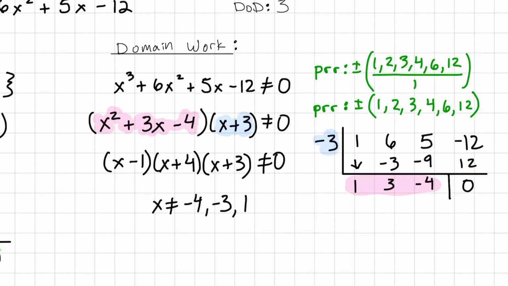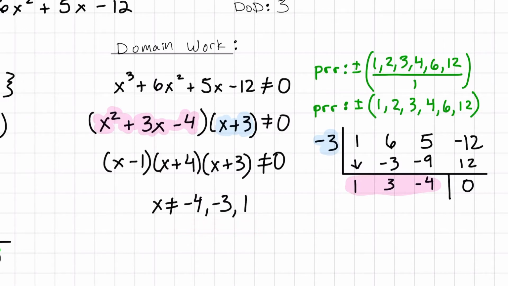So that means I could factor out an x plus 3, because this is the root. The factor is x plus 3. Notice the sign difference. So I factor out the x plus 3, and I'm left with 1, x squared plus 3x minus 4. And then we can factor this. What multiplies to be negative 4 and adds to be a positive 3? Well, that's a positive 4 and a negative 1. And so my domain restrictions are that x is not allowed to be negative 4, negative 3, or 1.